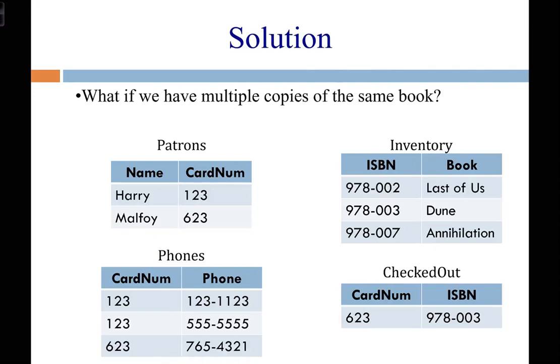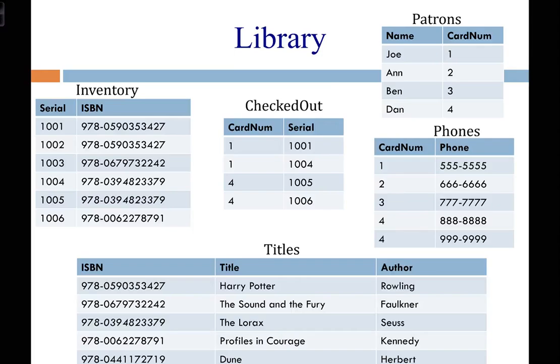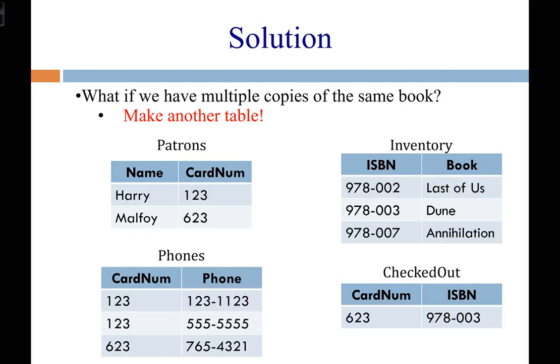Okay, what if we have multiple copies of the same book? A real library obviously has this. And, yep, like another table. So here's the full library. Question first, back there. Alternatively, could you not just add a quantity field to the book table, to the inventory table? So could you add a quantity field to the inventory table?